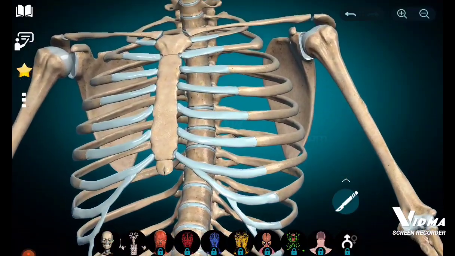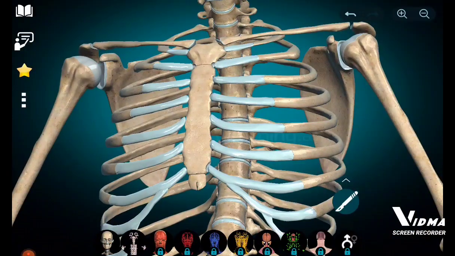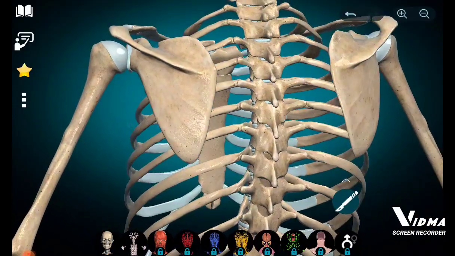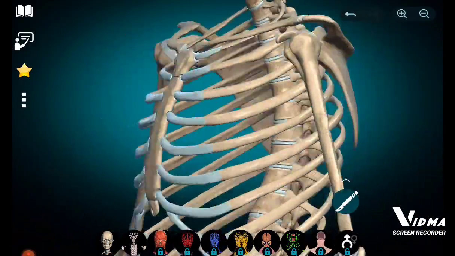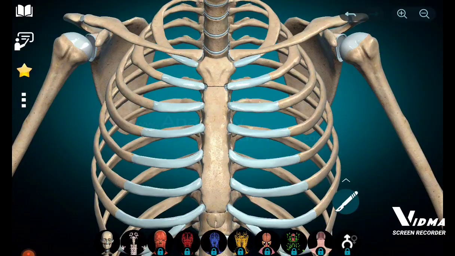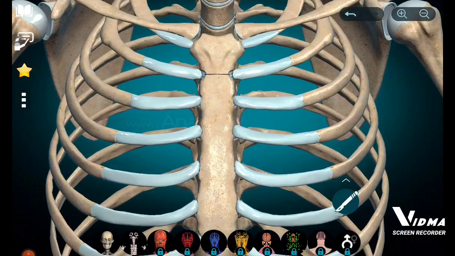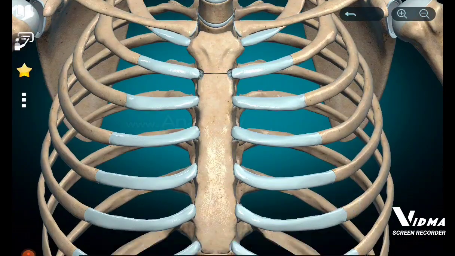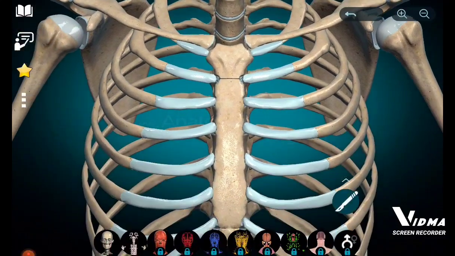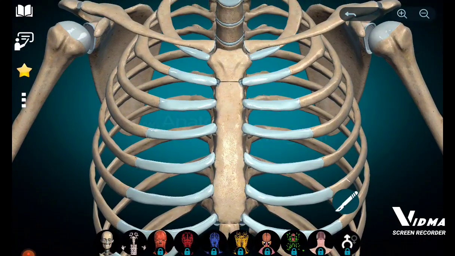See here, we can observe dorsally articulated to the vertebral column, ventrally to the sternum. That is also with the help of hyaline cartilage. So these are costal cartilages, the cartilage articulated to the ribs and sternum on the ventral side.